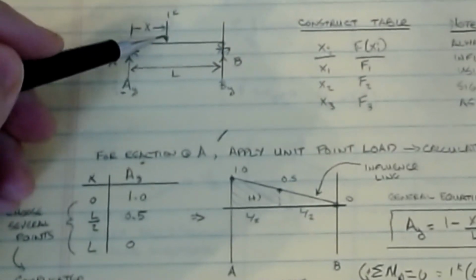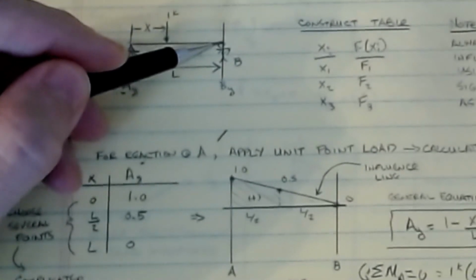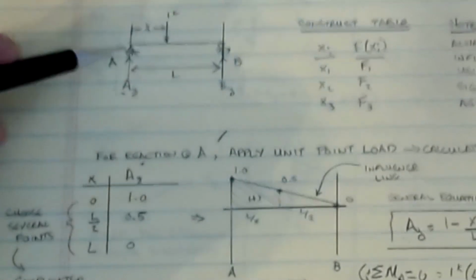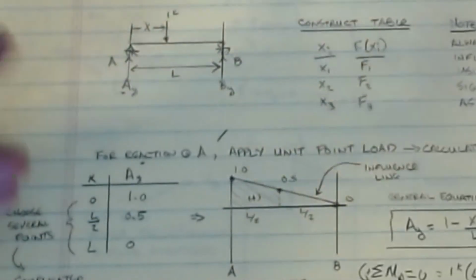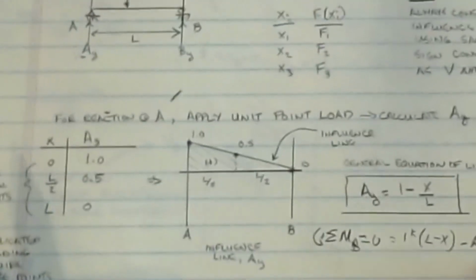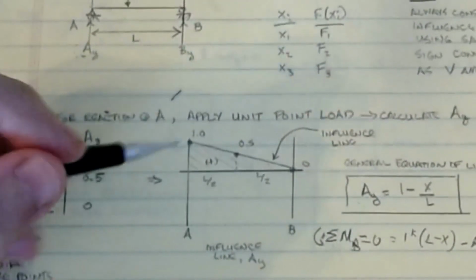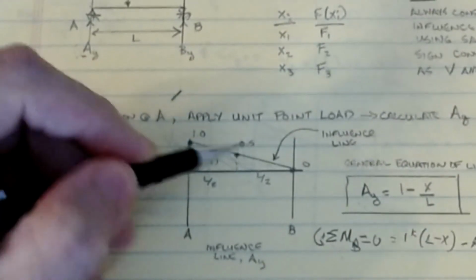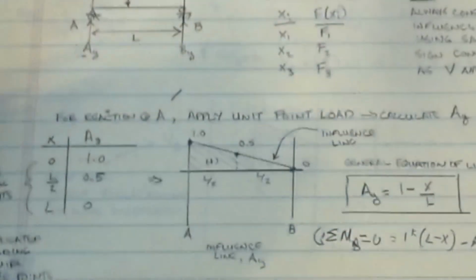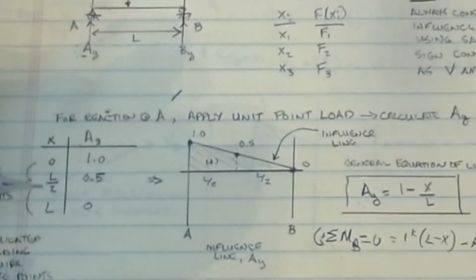And then at X equal to L, when this load is over this support, all the load goes into B and none of it comes back to AY. And so that's our general data. We can make a plot of this. For the reaction at AY, this is the influence for the reaction at AY. I would have 1.0 here, 0.5 at L over 2, and then 0 here. I'm plotting the value of these influence factors versus the position of that unit load.